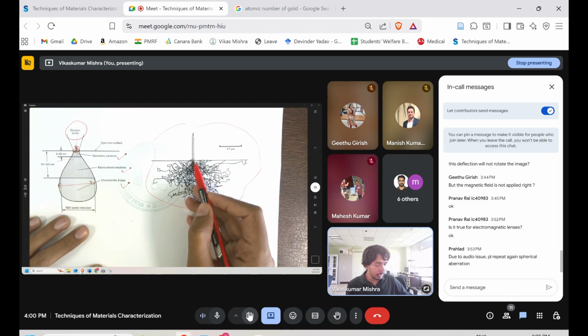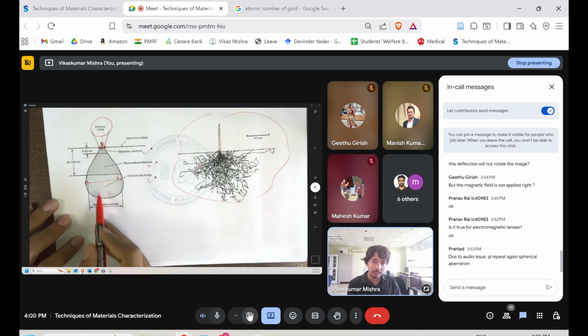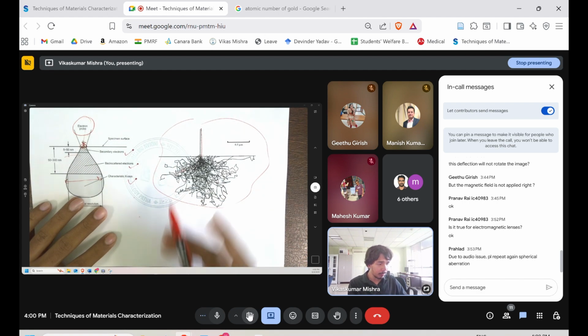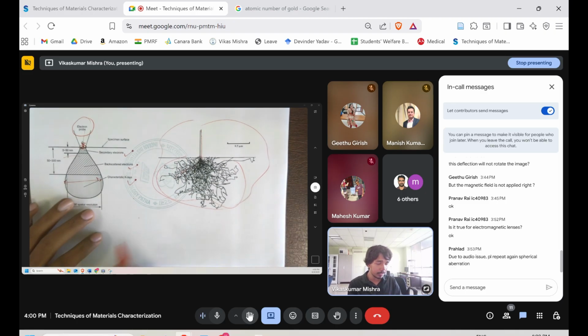This is how the interaction will look. The electron is going in, interacting with the specimen, and the signals are generated through it. It's not as smooth as this. It is more or less like this. It's very random, but you can see that the shape is like a tear shape.